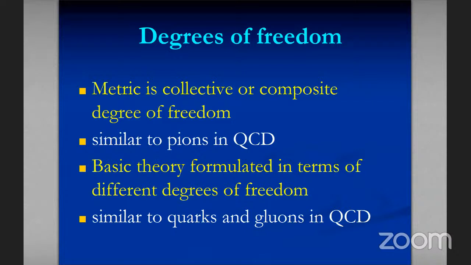But the basic theory is formulated, of course, in QCD with different degrees of freedom, namely quarks and gluons, and these will be the degrees of pregeometry. So in short, pregeometry uses the same symmetries, but different degrees of freedom in order to describe gravity then as an emerging phenomenon.